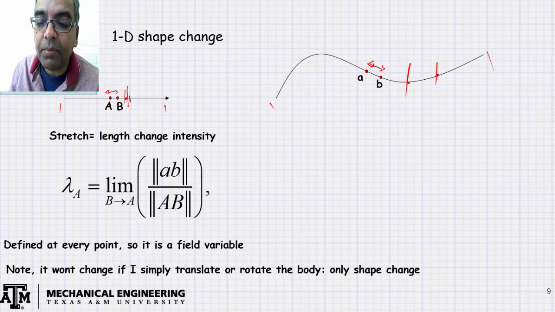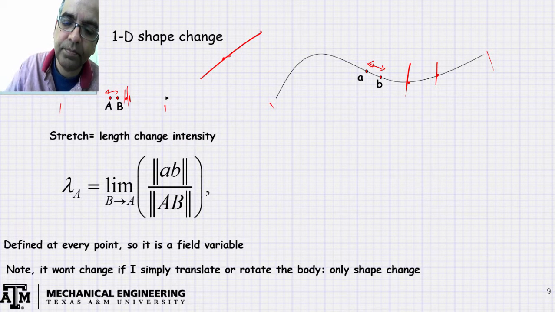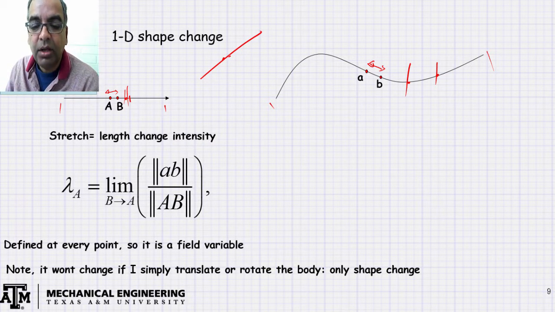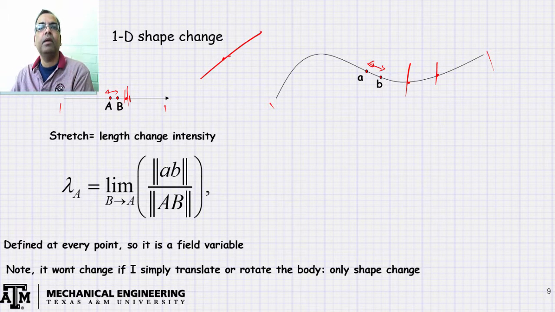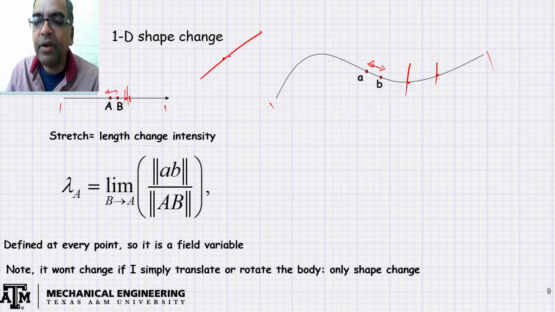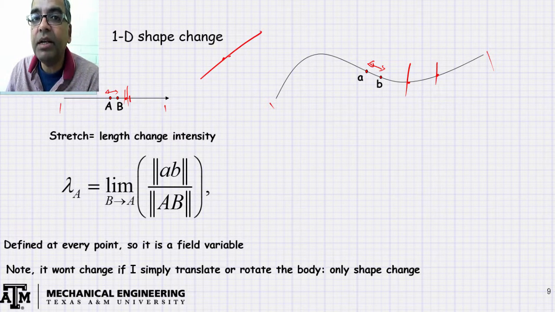Before we go, one very important idea is that if I take this bar and I rotate it, pure rotation, you will see that lambda A will be 1. It is unaffected by rotations. It's also unaffected by translation. This must be obvious, right? So the way we get these field variables is by doing some ratio and by choosing quantities that are unaffected by rotation and translation. So they actually capture change in shape. Not change in orientation, not change in location, but change in shape.